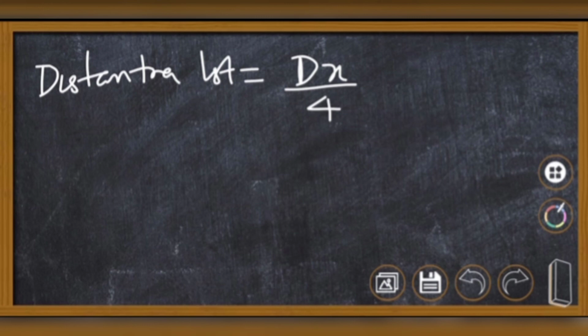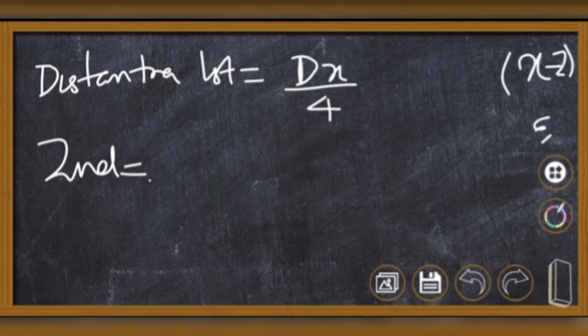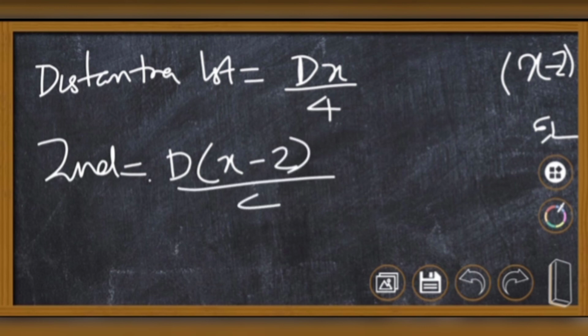Now what about the distance covered by the second train? The time will be x minus 2, because it is late by 2 hours. The starting time is 8 am, whereas the starting time of the first train is 6 am. So it is late by 2 hours, so we have to take x minus 2. So d by 4 into x minus 2 will be the distance covered by the second train. Speed is d by 4 and x minus 2 is the time.